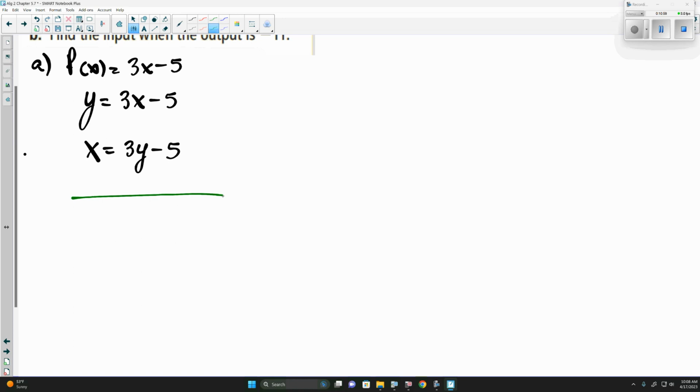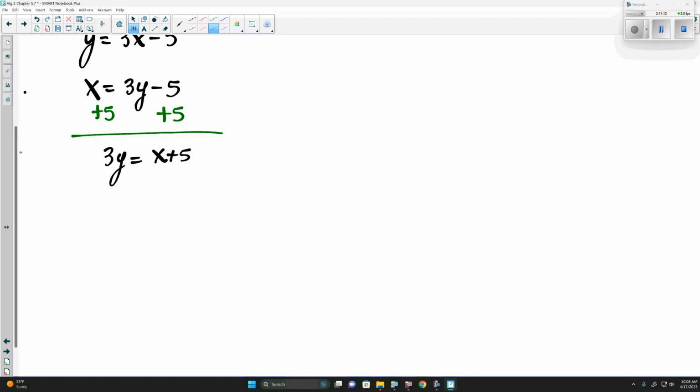And the first step in getting y by itself is to add 5 to both sides, which tells us that 3y is equal to x plus 5. And last but not least, we need to divide both sides by 3, telling us y is equal to (x plus 5) over 3. Any questions on how we got y by itself?